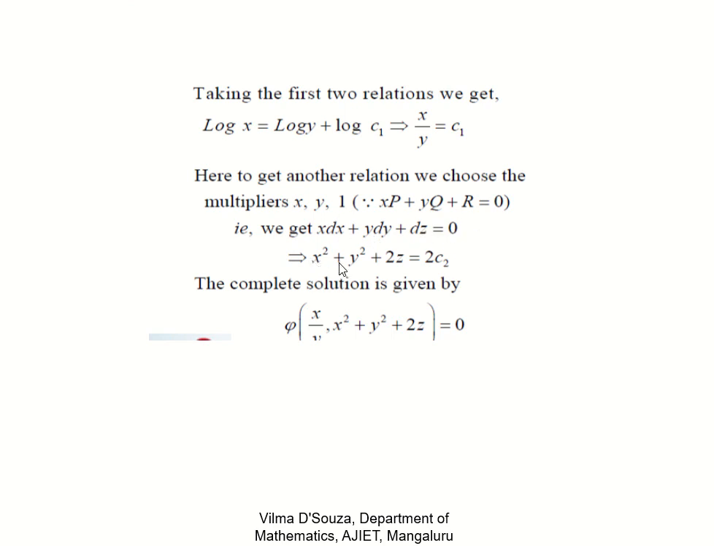Integrate this: x square by 2 plus y square by 2 plus z is equal to c2, or multiplied throughout by 2, x square plus y square plus 2z is equal to a constant. So what is your u? u is x by y, and v is x square plus y square plus 2z. So phi of u comma v is equal to 0 is your final solution.